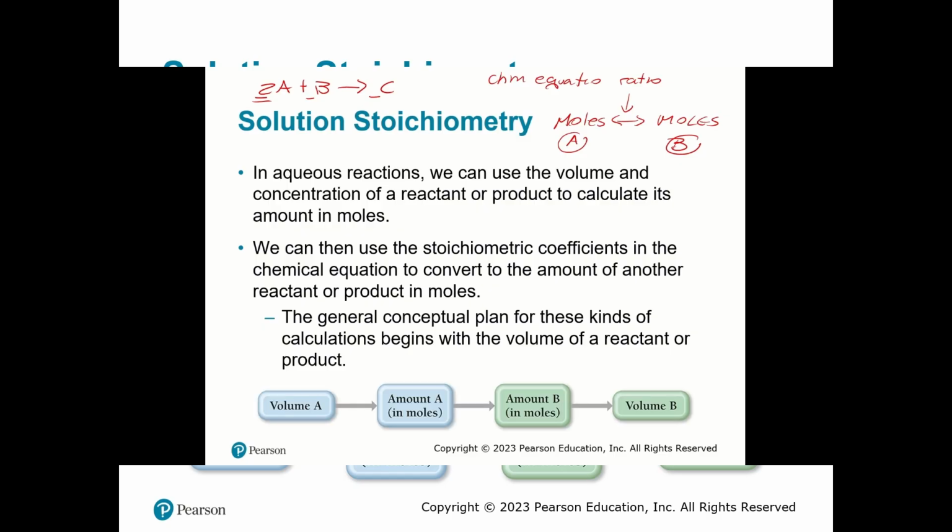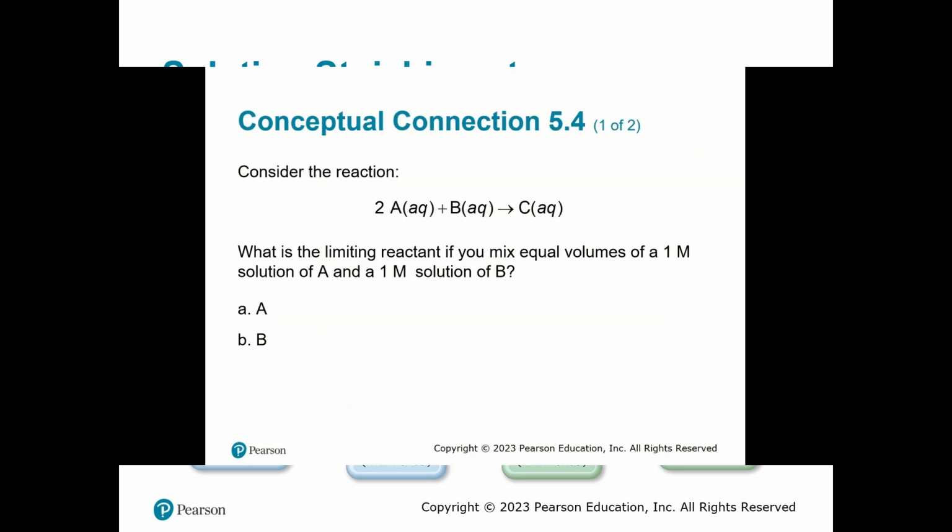So if you have the volume, you can use the concentration, or the molarity, which is moles per liter, to find the amount of A. And if you use the chemical equation ratio, which is the stoichiometric coefficients, you can find the amount of B. And again, if you use the molarity of B, you're going to find the volume. So first, let's see how that works.